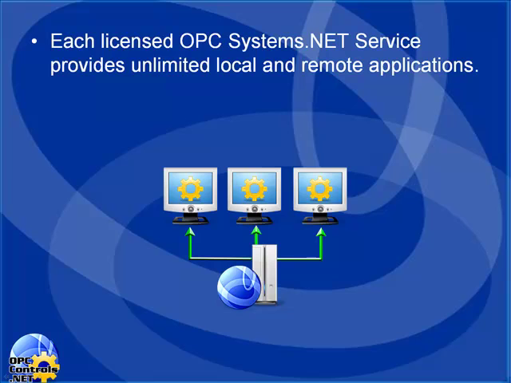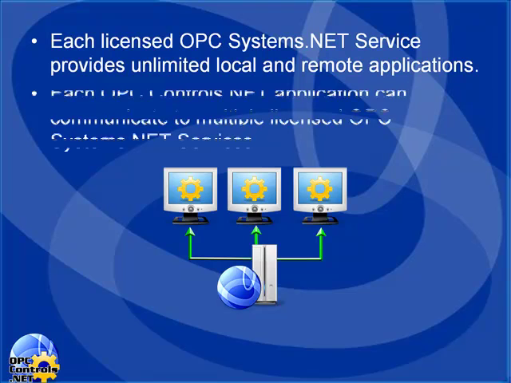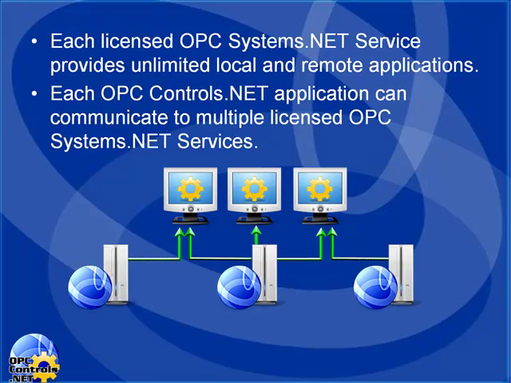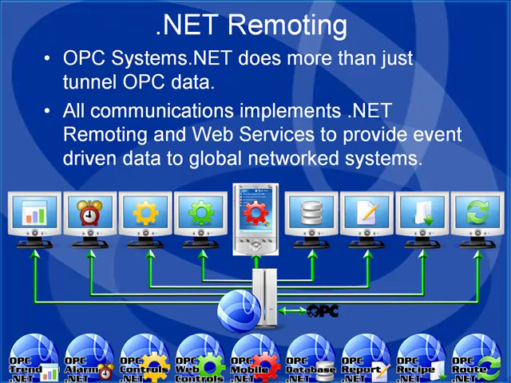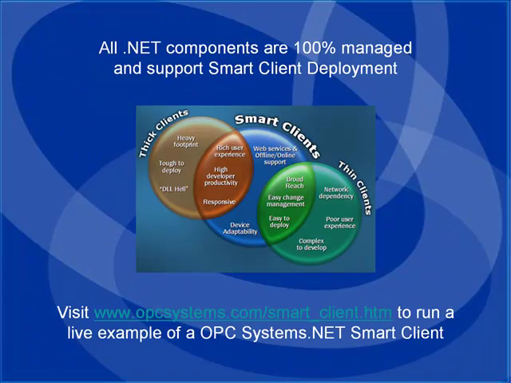For each license service, you can build as many OPC Controls.net applications as you would like to run locally and remotely. And each application you build can connect to unlimited numbers of licensed services, so it's a very scalable system. With OPC Systems.net, all product features implement .NET remoting, so all components can use a standard TCP connection and make it very easy to connect over the internet. All components are 100% managed and support smart client deployment. You can see a live example of OPC Controls.net in use at the website at opcsystems.com under the web page smart_client.